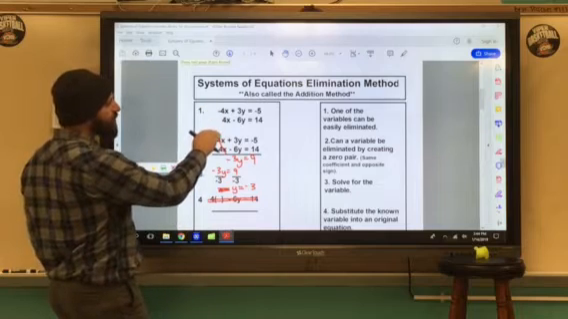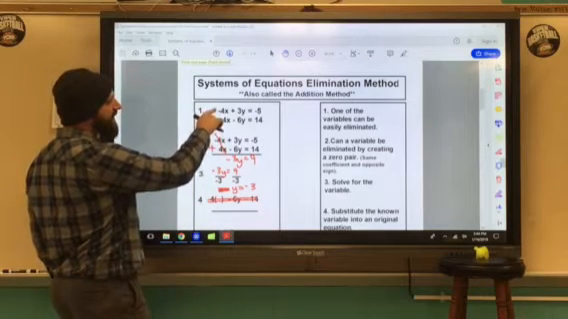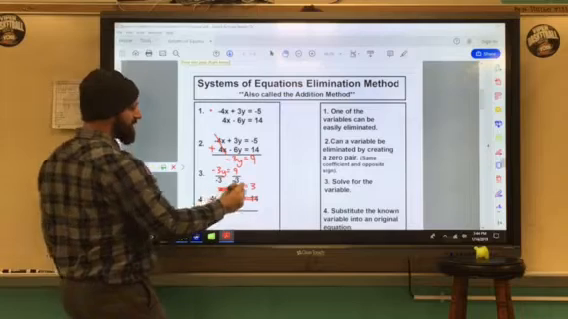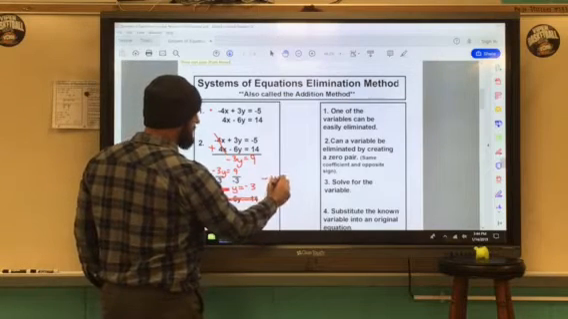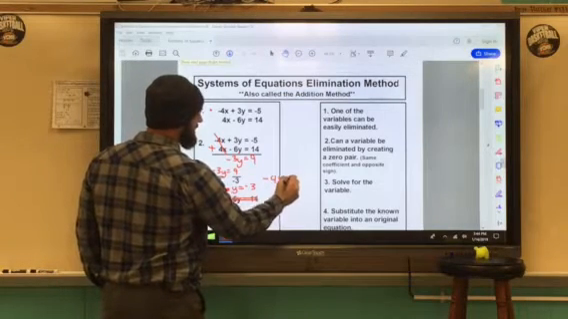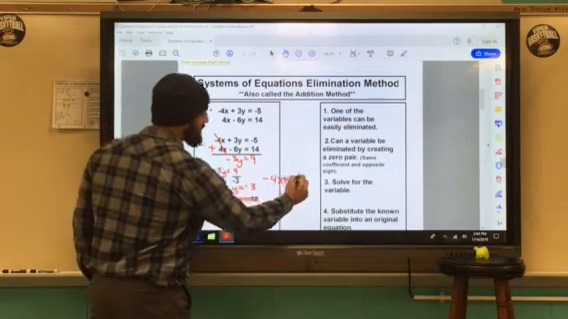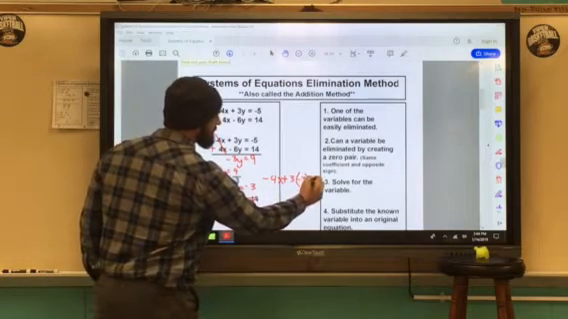So I can choose either equation. I'm going to go ahead and choose the first equation. So I've got -4x plus 3, and instead of y, I'm going to plug in this value of y.